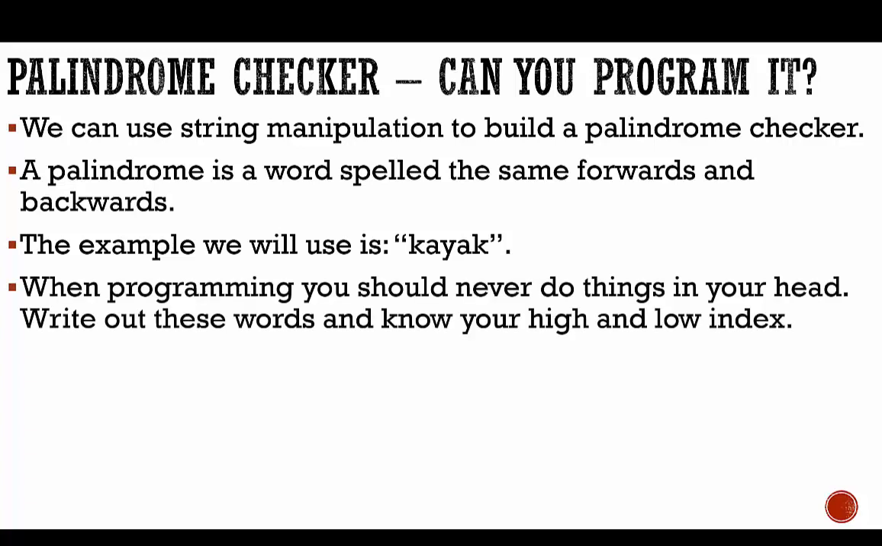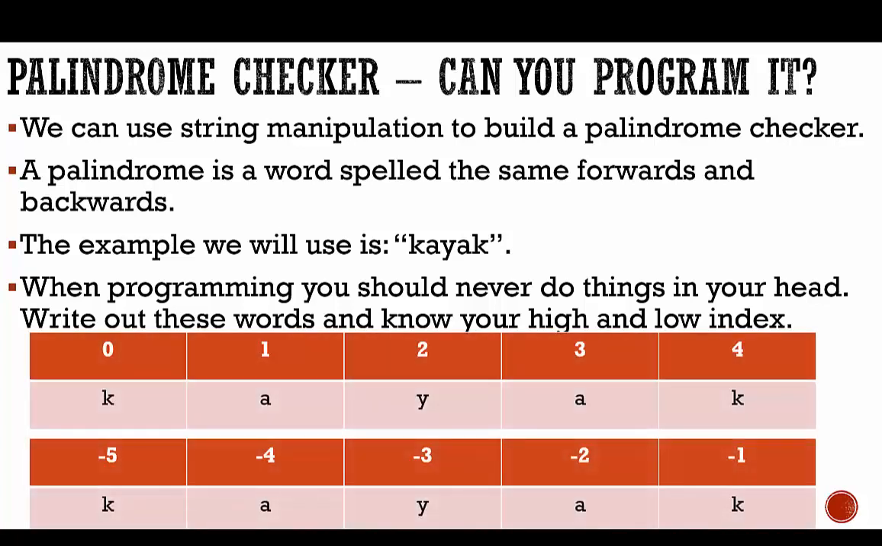When programming, you should never do things in your head. A lot of times, when we see a small word like kayak, we start mentally envisioning where index 0 is and where index -1 is. That's a bad habit. Just take 15 seconds to write out the indexes so you know what the high and low ones are. This gives you a starting point. It also allows you to avoid such simple mistakes. But this is what we're going to build.